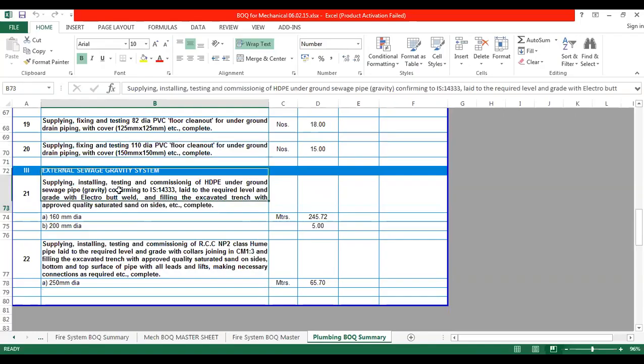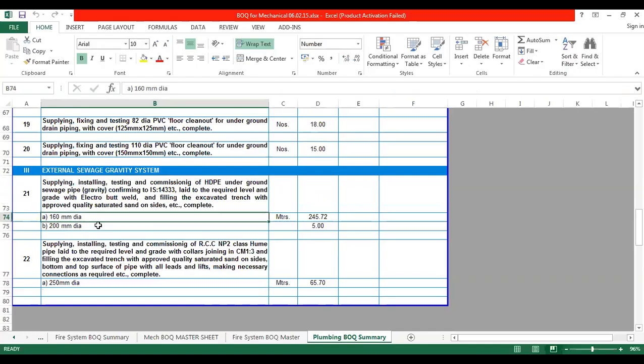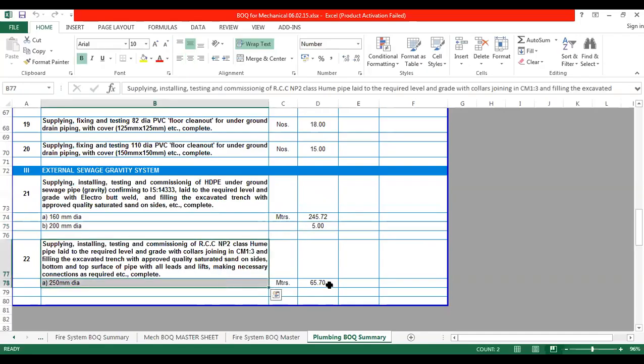External sewage gravity system: HDPE pipe only we are using, that standard also is there. Instead of UPVC, we are using HDPE pipe, so 160, 200 we are using. Supply and installation, just to consider RCC pipe, N2 to 25 RCC pipe we are using, for the quantity also.